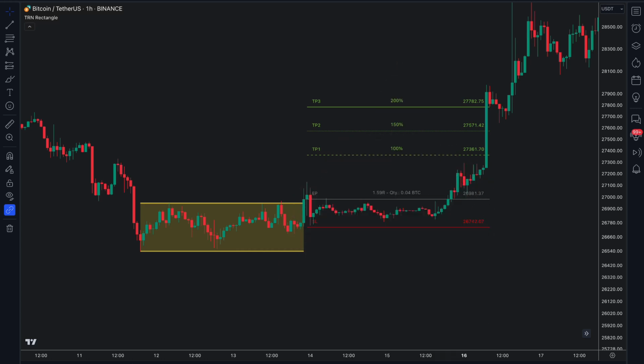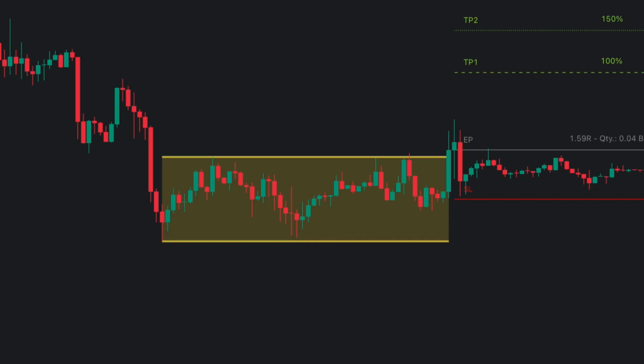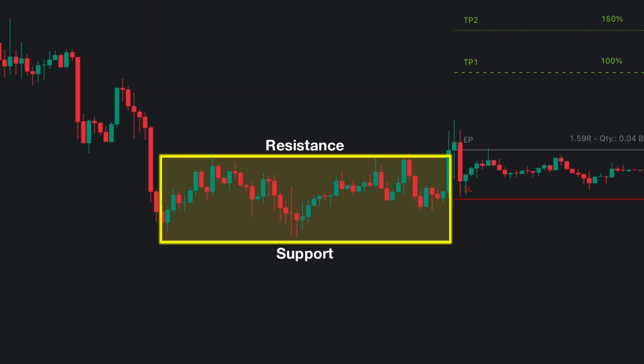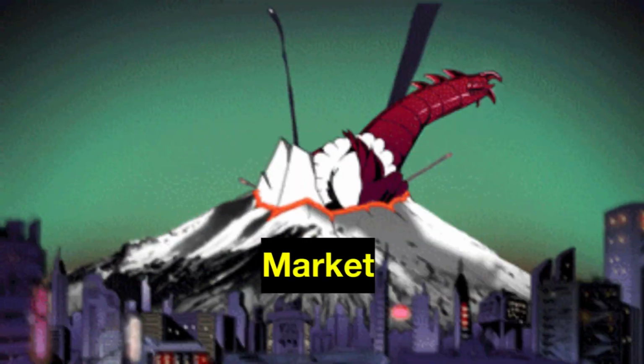First up, the TRN rectangle pattern. This pattern represents a period of consolidation where the price moves sideways between parallel support and resistance levels. This is where the rectangular shape of the pattern comes from. It's a signal that the market is indecisive, but a breakout is imminent.